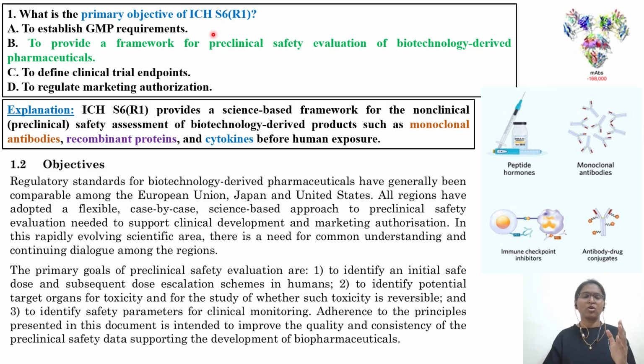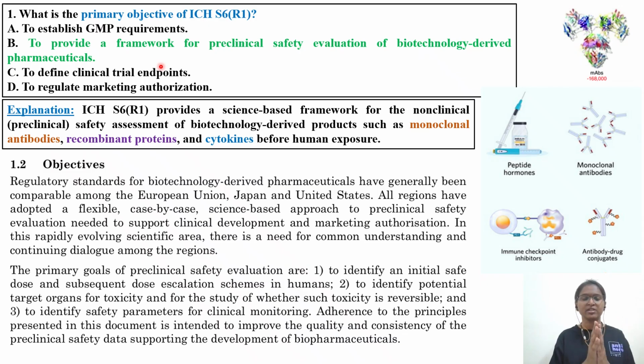The primary objective of this S6 R1, the answer in the green text, is to provide a framework for preclinical safety evaluation of biotechnology-derived pharmaceuticals. So it is not discussing clinical trials; it is discussing what toxicology studies and preclinical safety evaluation need to be performed for these biotechnology-derived pharmaceuticals. For small molecules, you have different guidelines, like S4 for chronic toxicity studies, and the M3 guideline is also there. But for biotechnology, large molecules with high molecular weight, complex molecules, proteins, biologics, ICH S6 R1 is the guideline.